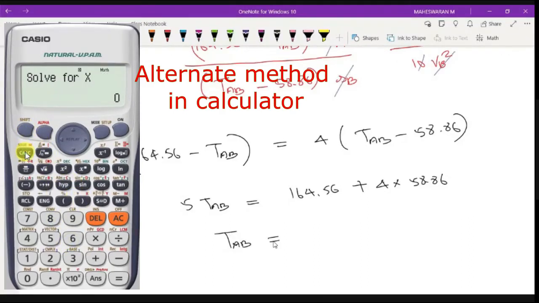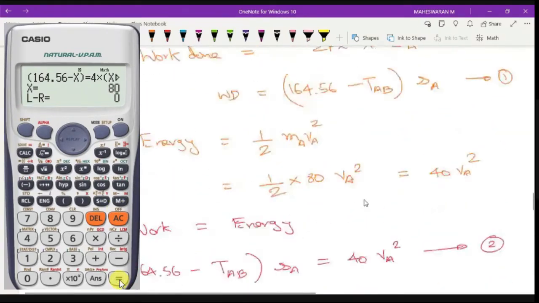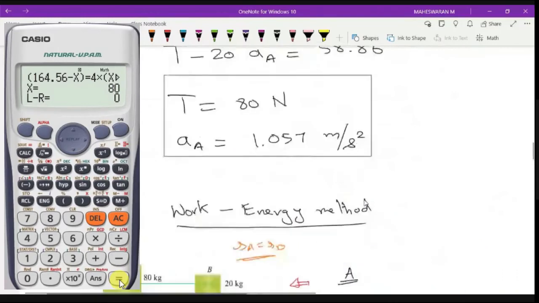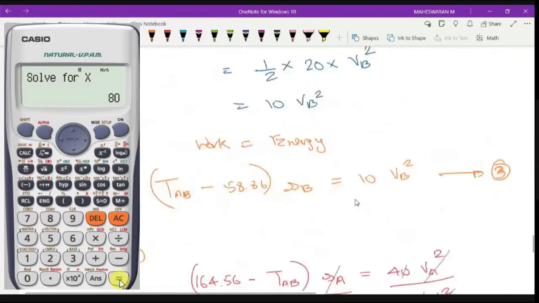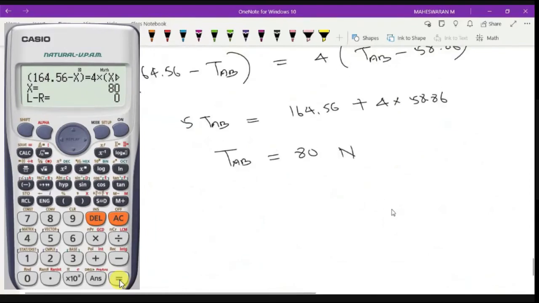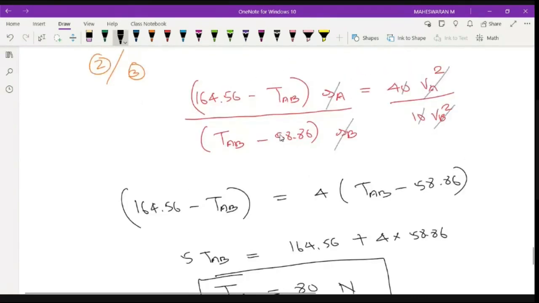80, sir. 80 Newton. So I think we are getting the same answer from Newton's method. Yeah, TAB is 80, right? So we got the same thing. Okay. So we got this value now. So the only thing is I have to substitute in any of the equations, right? To identify what will be the relation with respect to that.